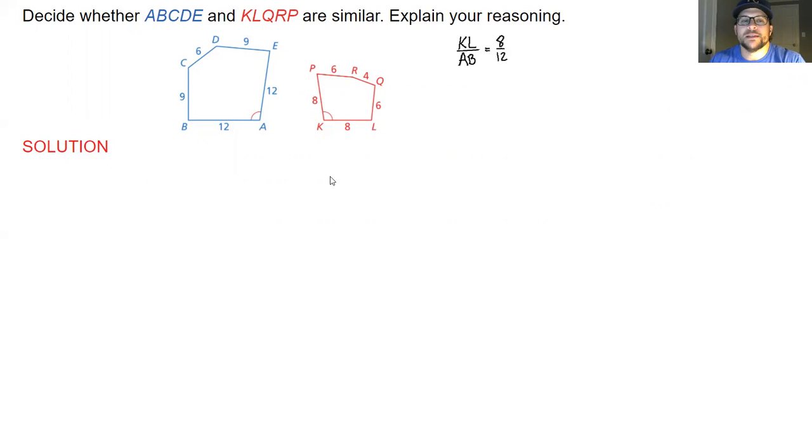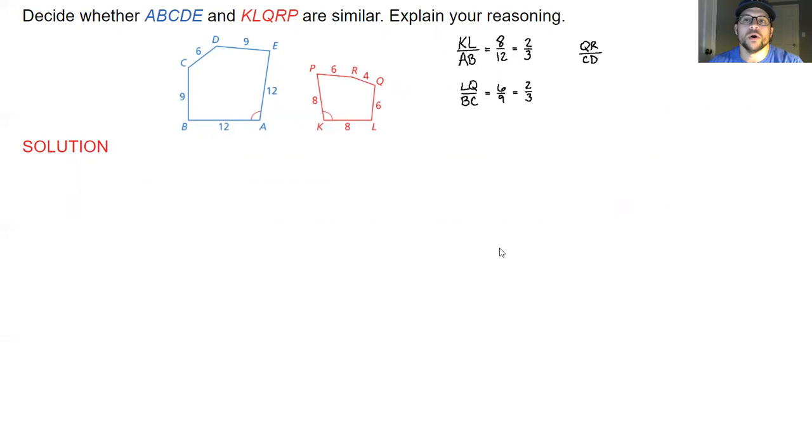KL is 8, AB is 12. That ratio, 8 over 12, reduces to 2 over 3. Then we're going to look at the next one, numbers 2 and 3, LQ to BC. That is 6 over 9. Divide both by 3, and that reduces to 2 over 3. So far, so good. If we ever reach a point where the ratio is not the same as the other ones, then they are not similar. So we've got to keep going.